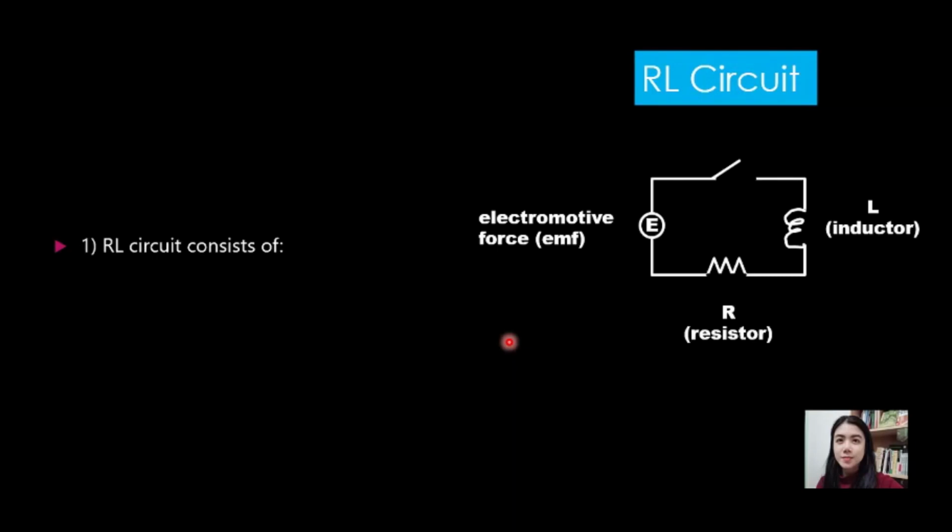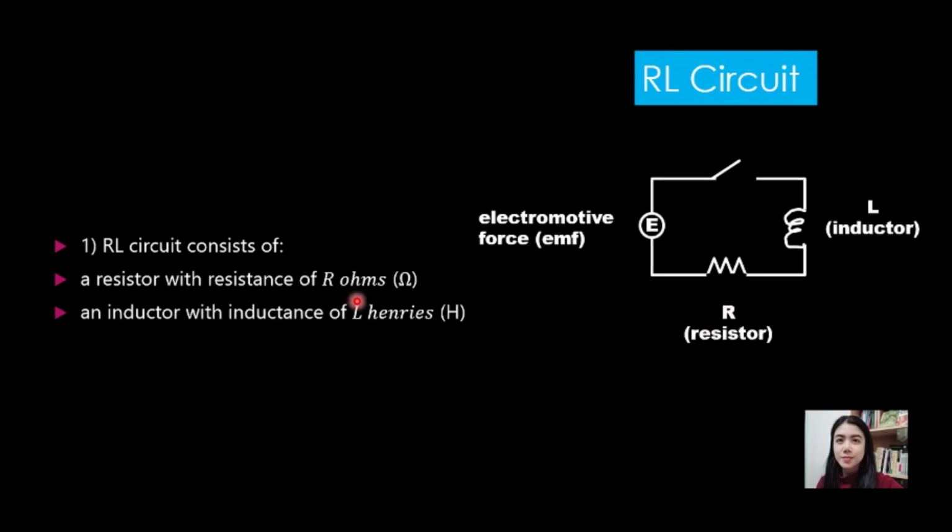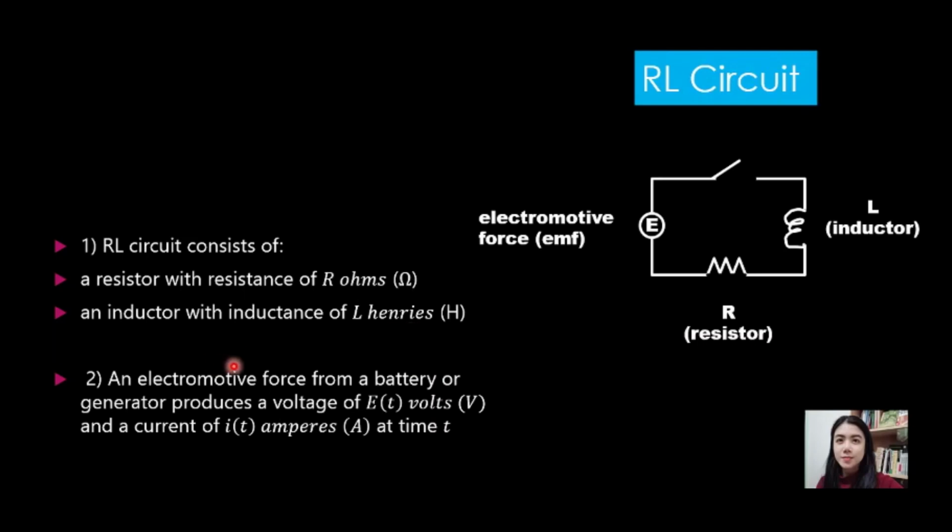The RL circuit consists of a resistor with resistance of R ohm and an inductor with inductance of L Henry, and the electromotive force, or the EMF, from a battery or a generator produces a voltage of E volts and a current of I ampere at time t.